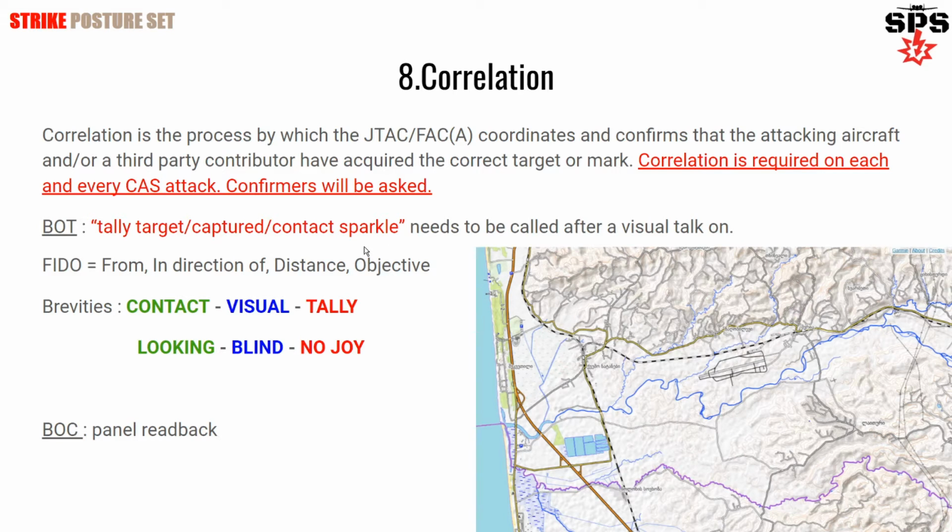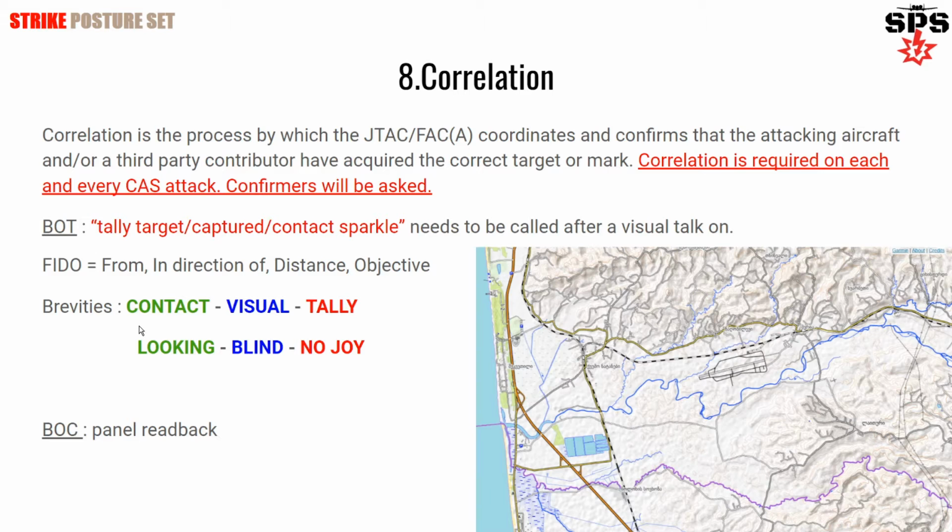And so for the visual talk-on, we use that method that is called FIDO. It stands for from, in direction of, distance, objective. And for that we use brevities. The first one being for all neutral objects. For the O, it's more object, I would say, because objective is kind of misleading. It's not always your objective, as in your target.